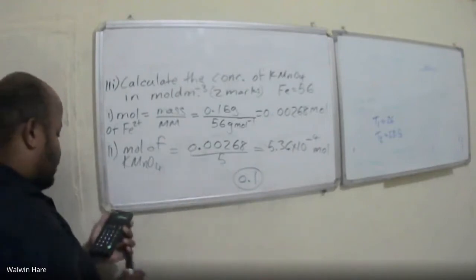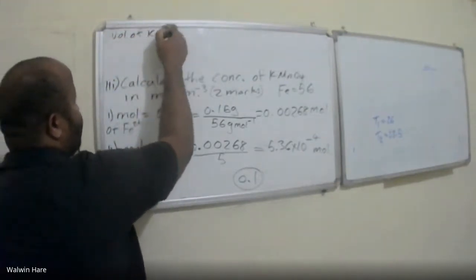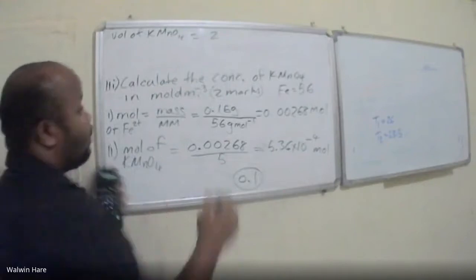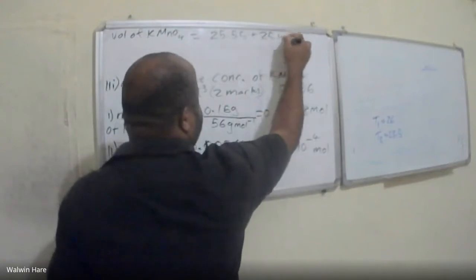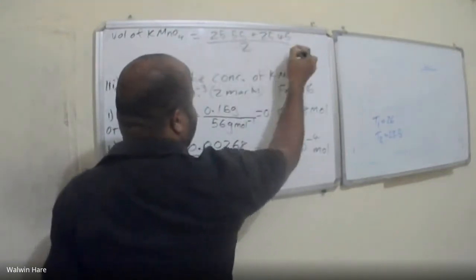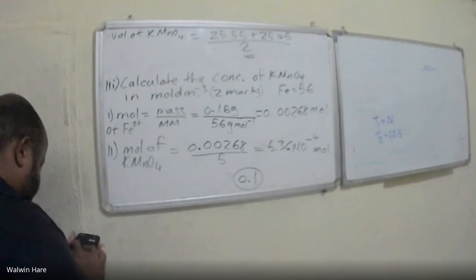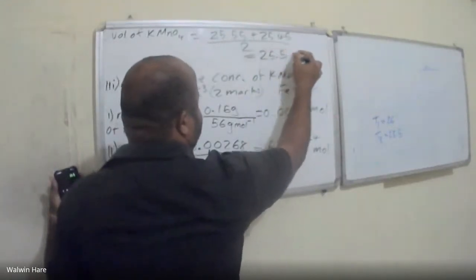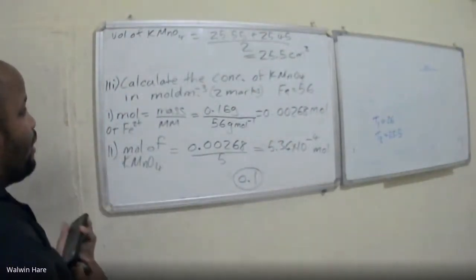All right, so the volume of KMnO4 that we would use would be, what did I say? 25.55 plus 25.45. Find the average of that, and we get, let me see, we get 25.5. So this is the volume of KMnO4 used in the titration.